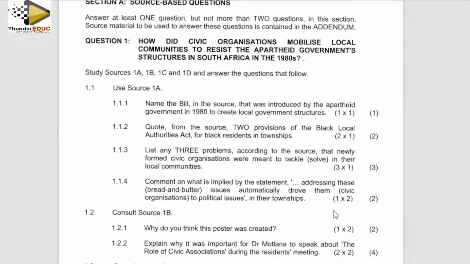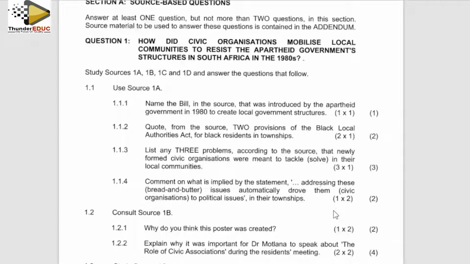But what was the situation in an effort to address those problems? It drove them into political issues in their townships. So what does that mean? You are trying to address a basic problem for the betterment of your living conditions in the township. But at the same time, you are ending up being engaged in political issues.